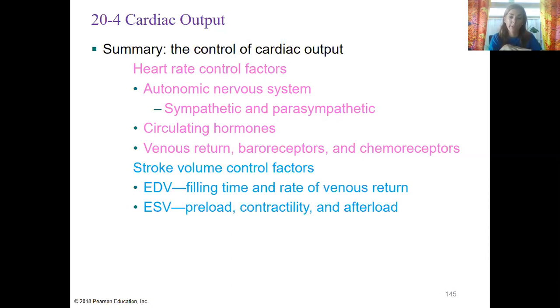Stroke volume control factors are anything that will change the EDV or ESV. What changes EDV is the fill time and the venous return. What changes ESV is preload, contractility, and afterload. All of those things together are then going to determine if we have a sufficient cardiac output. Remember, we have to have sufficient cardiac output for tissue perfusion. If we do not have sufficient cardiac output, we will not have tissue perfusion. Things will start to die, get necrotic, we'll have problems all over the place.